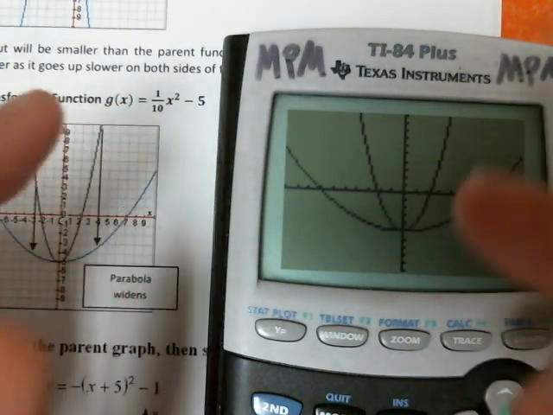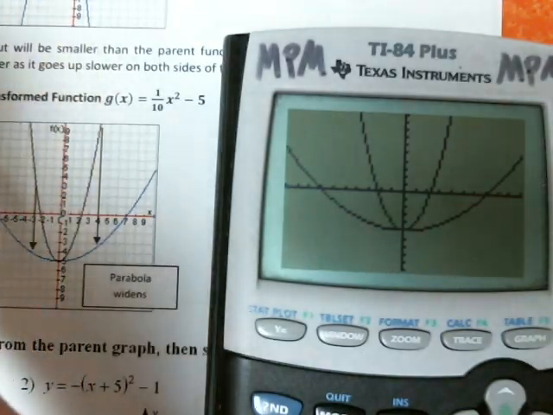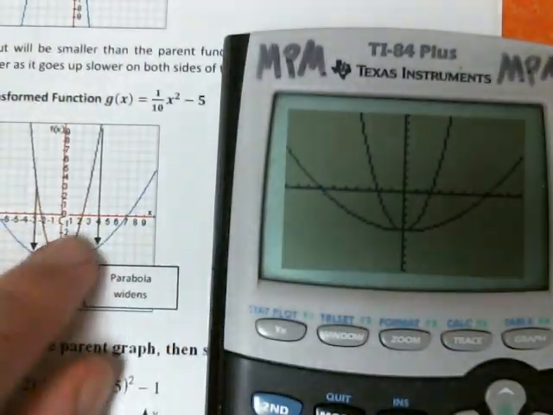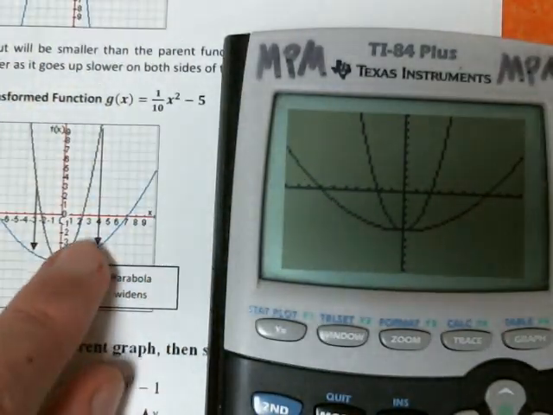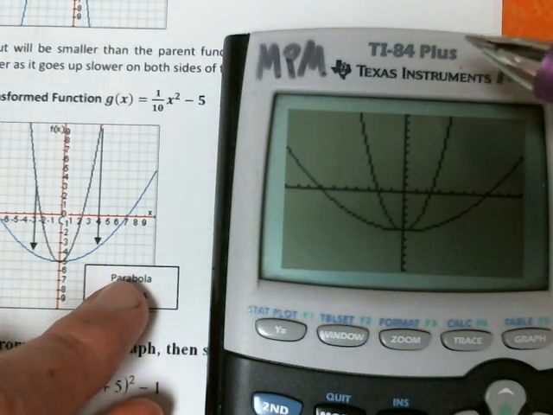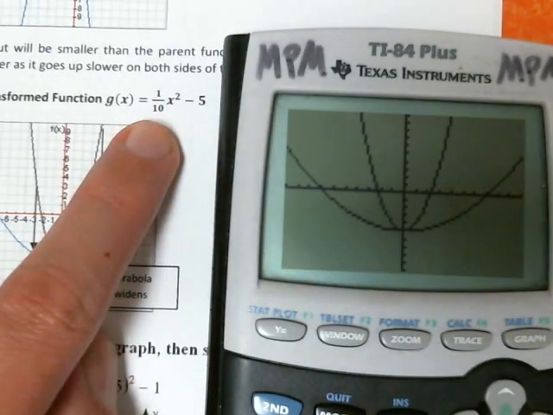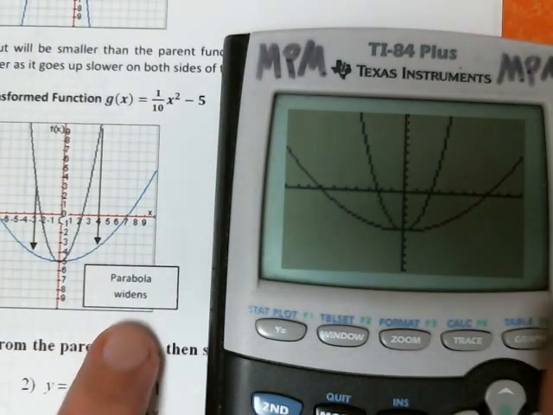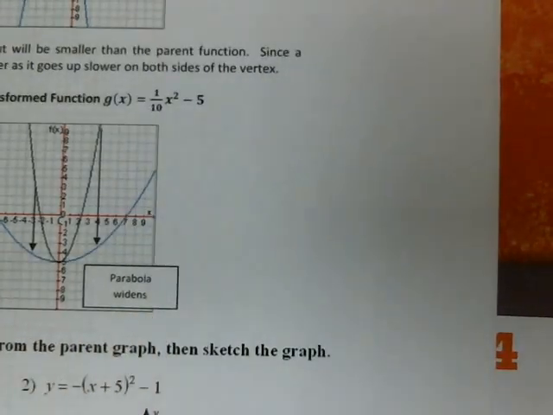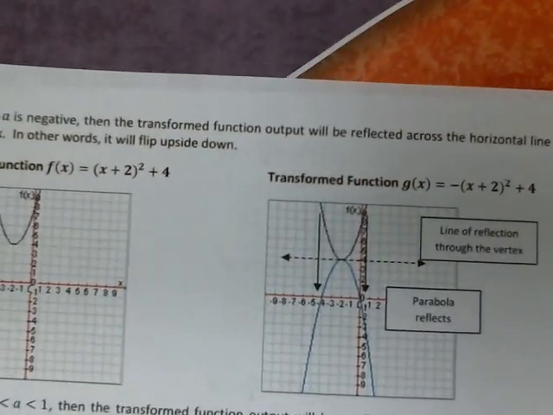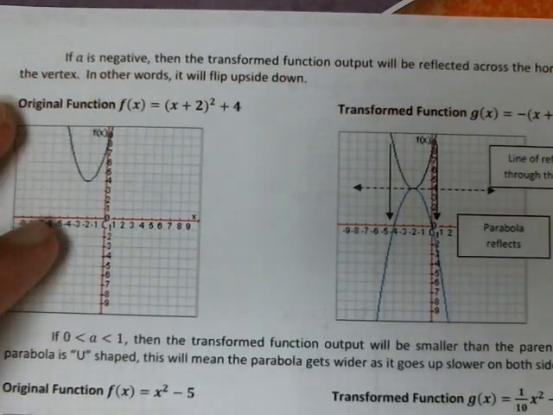Notice that it kind of opens up. I'll teach it like it opens up as a flower, like a tulip, if you want to think of it that way. So the flower opens up, it shrinks, it flattens. Okay, so that's what happens when you throw a number in front that is between 0 and 1. Parabola widens.